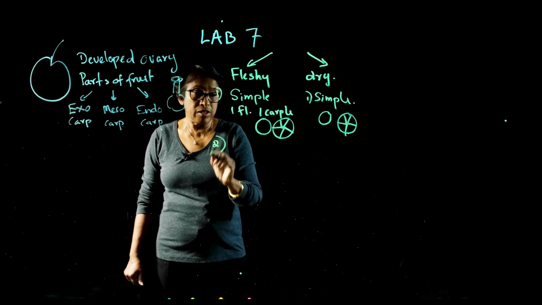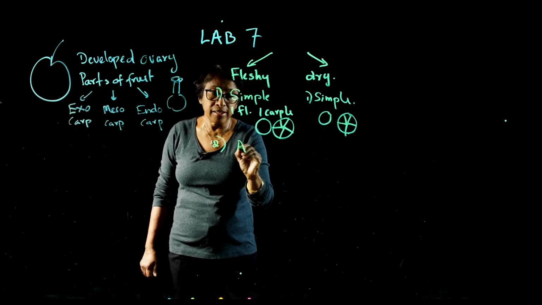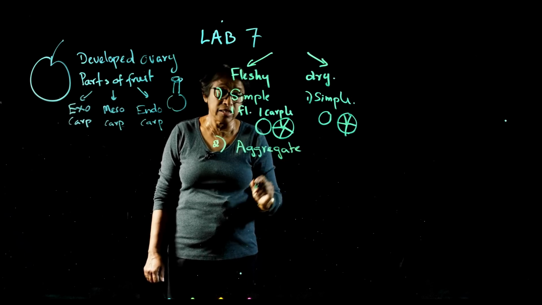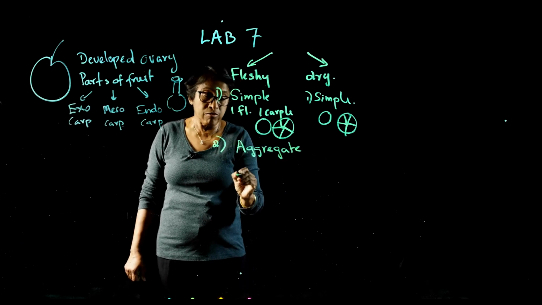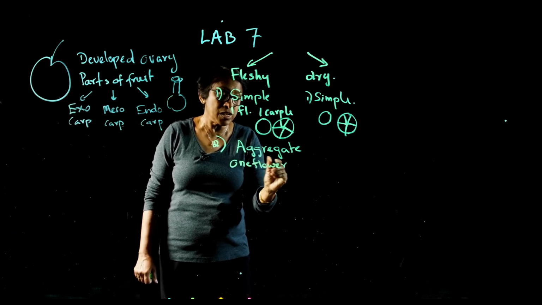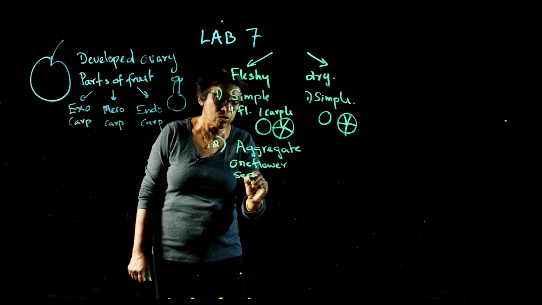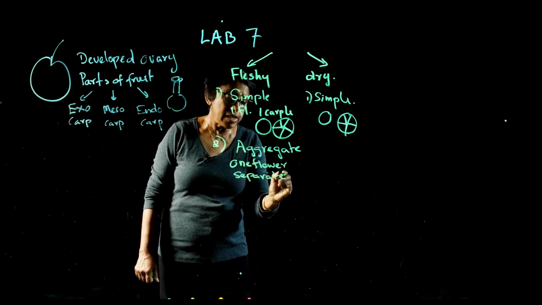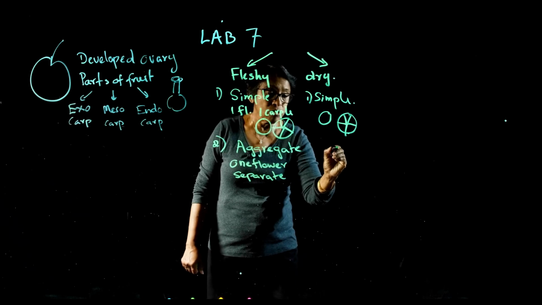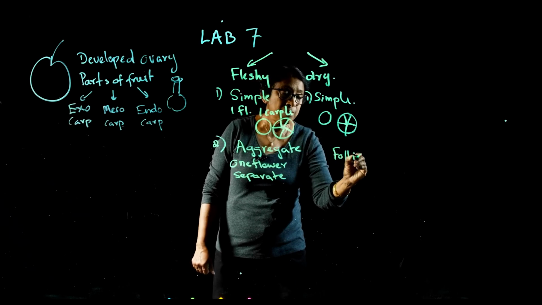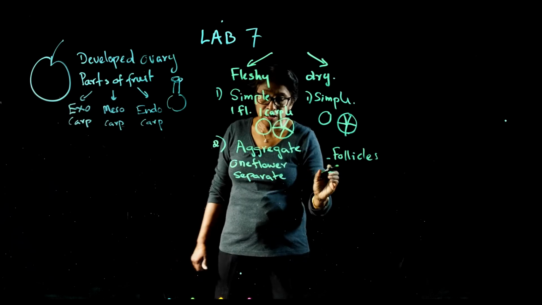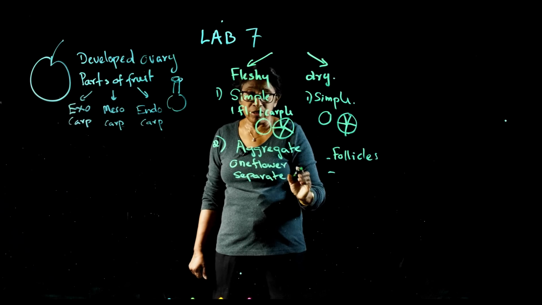Second one you have aggregate. Aggregate fruits are those which come from one flower but separate carpels, so many separate carpels. So you get all these different types, aggregate types, which we will name later. Here mainly you get follicles, one of those examples among others. You will have many more examples that I am going to give you.